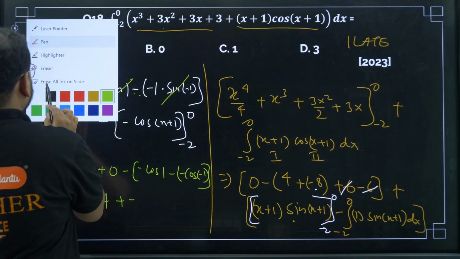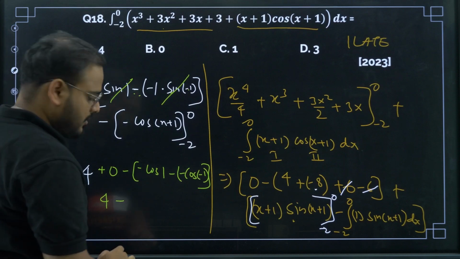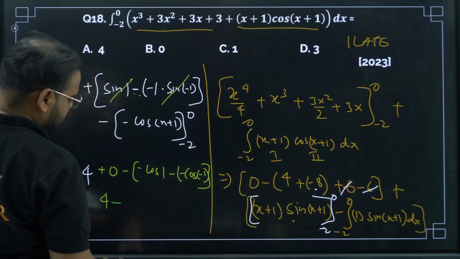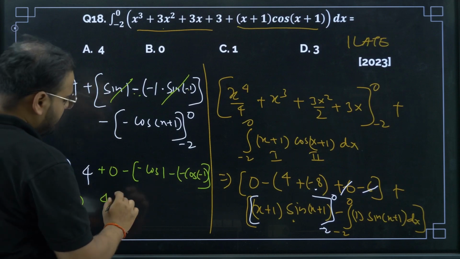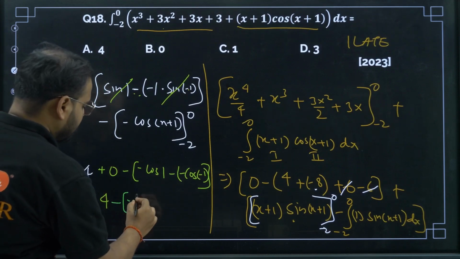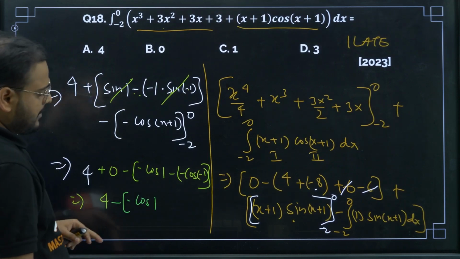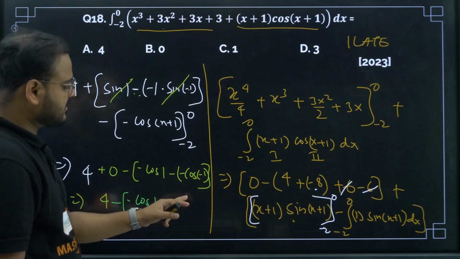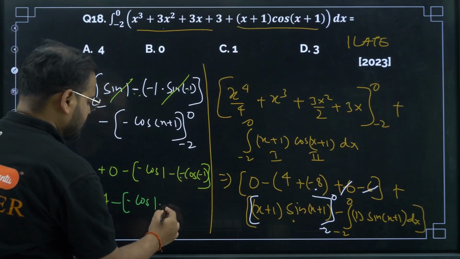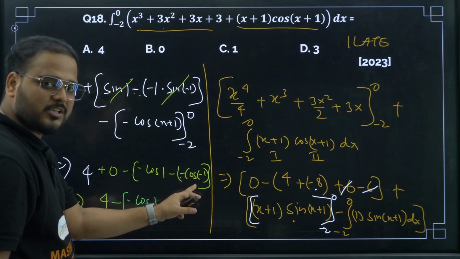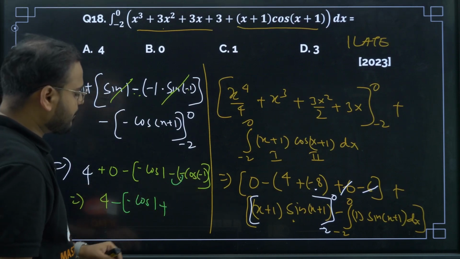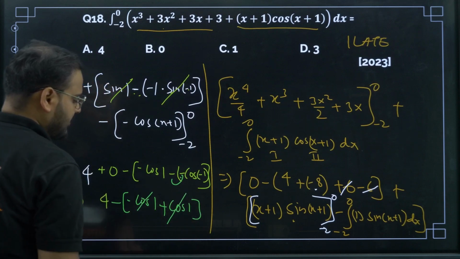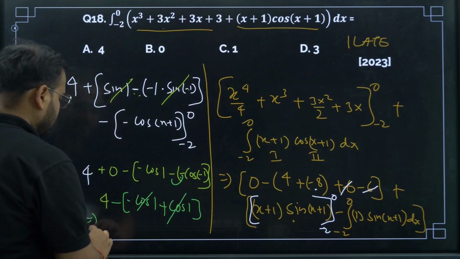1 second. I hope this is visible. 4 minus... Now this will be what? Please check. Minus cos 1. And how much is this? Cos of minus 1 is how much? Simply cos 1. Cos of minus x is cos x. So minus and minus will become plus. Cos of minus 1 will be cos 1 only, and this minus will become plus. So plus cos 1. Can you cancel this? Yes, sir. What is the answer? So 4.